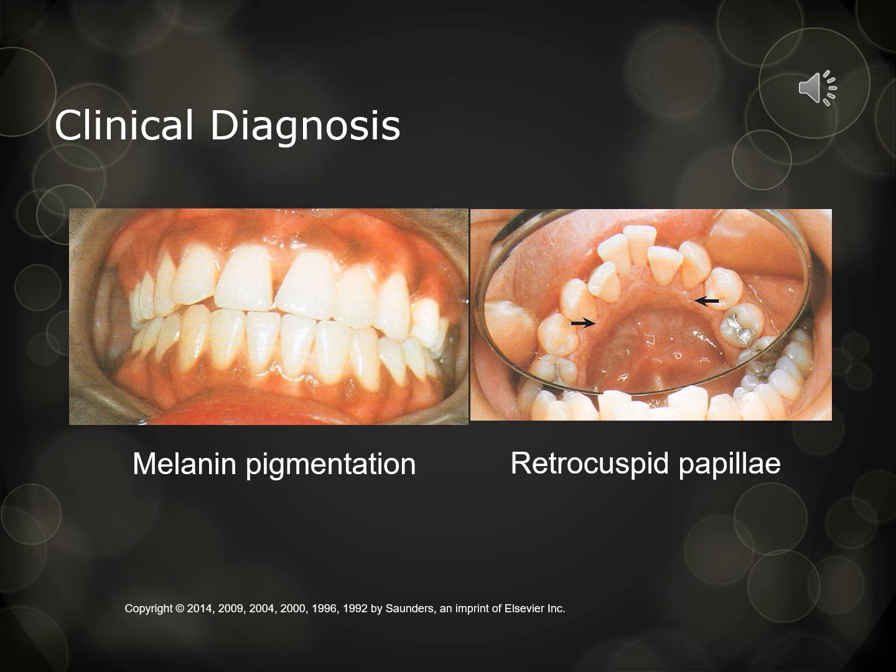On the left-hand side, we can see a picture of melanin pigmentation. A lot of times this is genetic, but there are also other factors such as tobacco smoking, called smoker's melanosis. On the right-hand side, we see a picture of the retrocuspid papilla. This is seen on the lingual aspects of the cuspids on younger children, and usually it diminishes over the years when they become about 20.